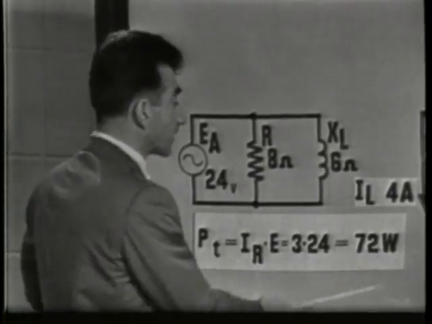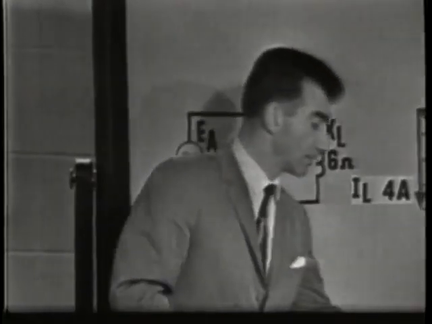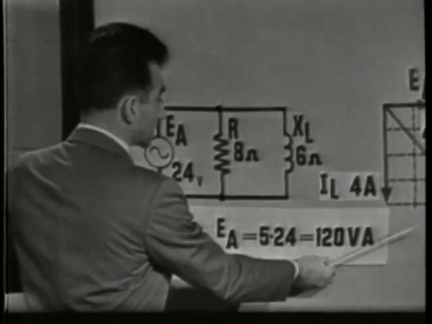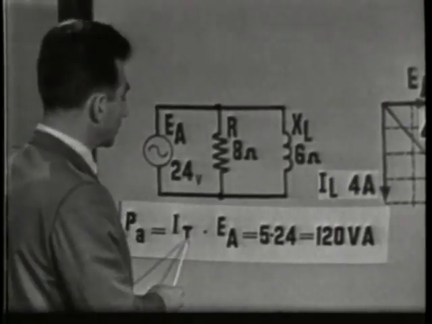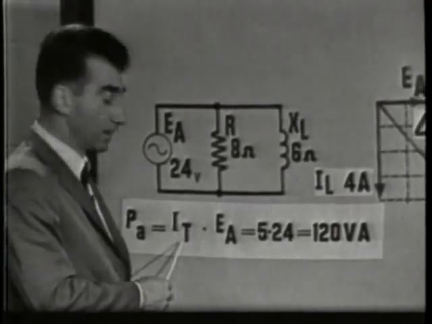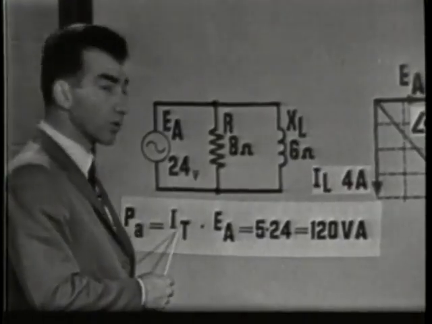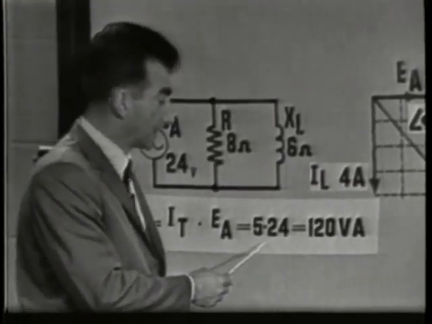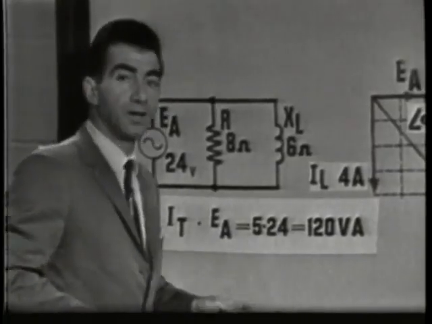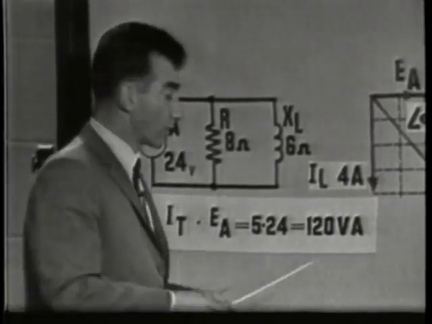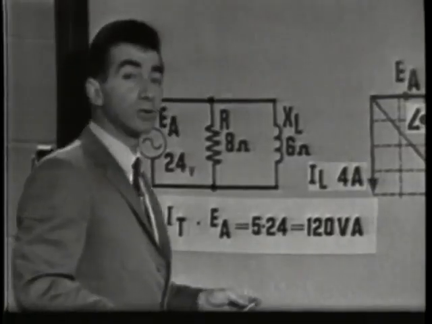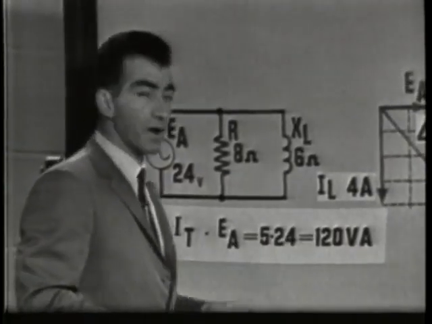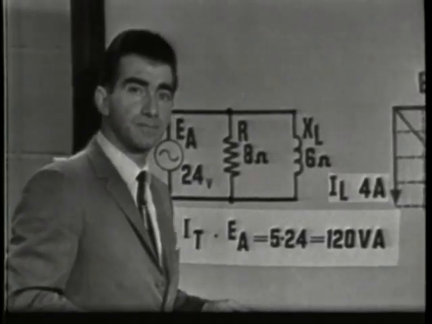We could find apparent power by using the same formula. P is equal to I times E. But since we're dealing with apparent power, we would use the total current. The apparent power is equal to total current times the applied voltage, or 5 times 24, the apparent power 120 volt amperes. You remember that apparent power is measured in volt amperes, because all of this power is not dissipated as heat.